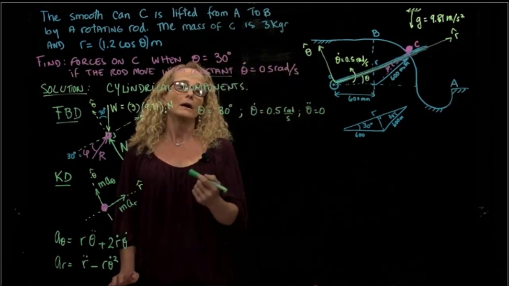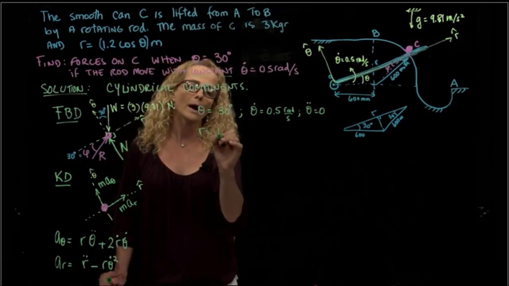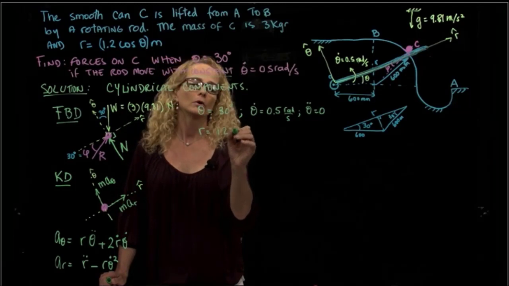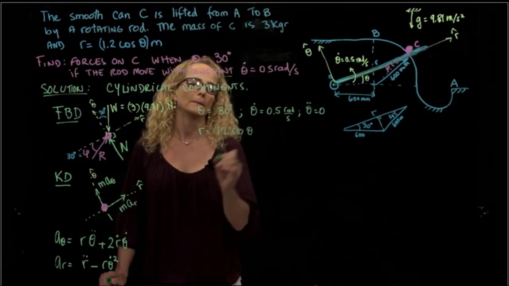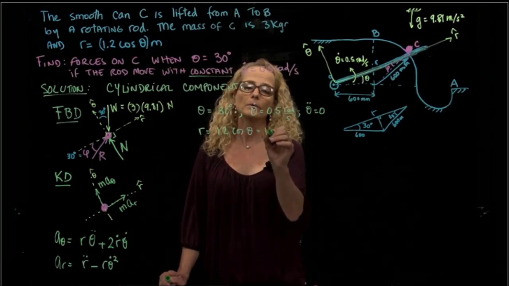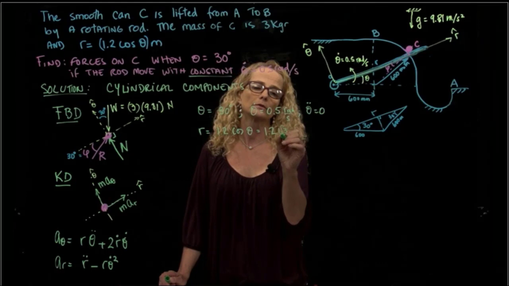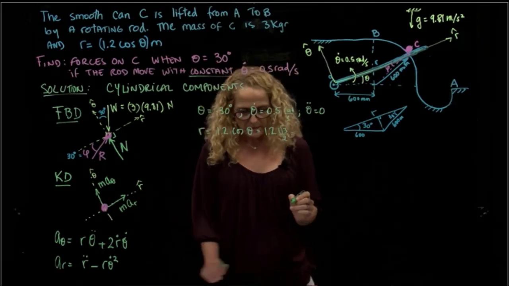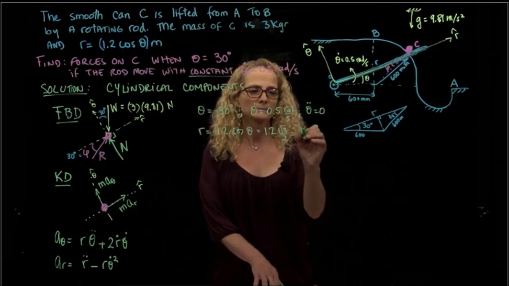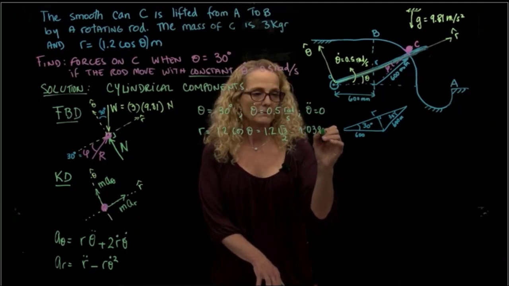Then we have r. We are given the expression 1.2 cosine of theta. For theta equal to 30 degrees, this is 1.2 cosine of 30 degrees, which is square root of 3 over 2, and that is equal to 1.039 meters.